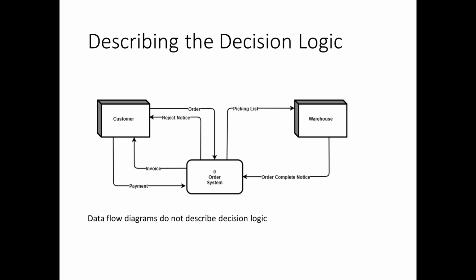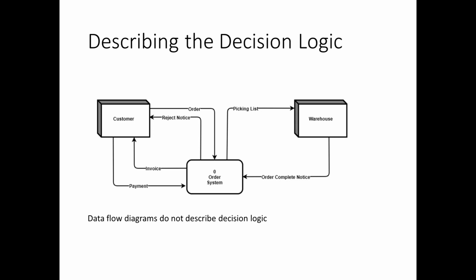That is, it either rejects the order, or it accepts the order. So here a decision is involved, but this data flow diagram doesn't describe the decision logic. That is, it doesn't show under what conditions an order is accepted or rejected. Instead, it focuses on describing the information needed and the information generated in this decision process.